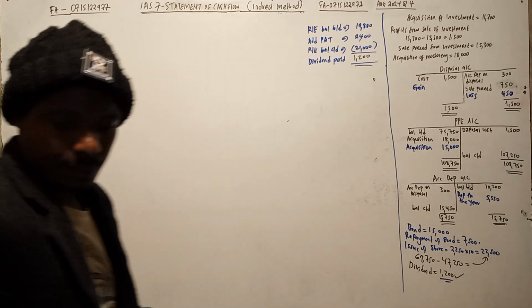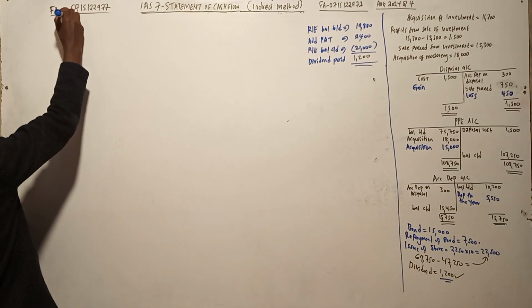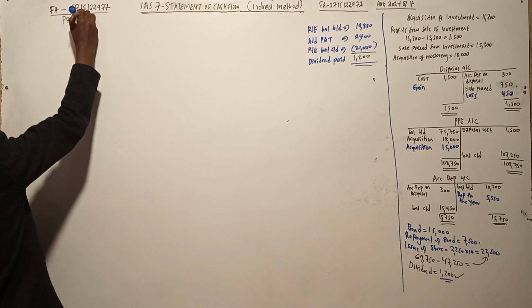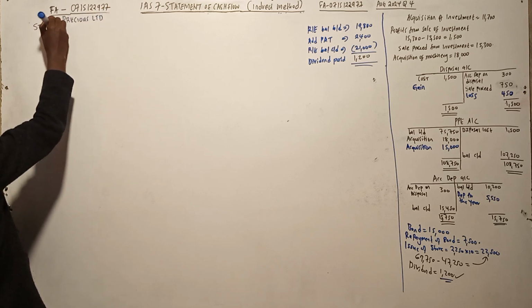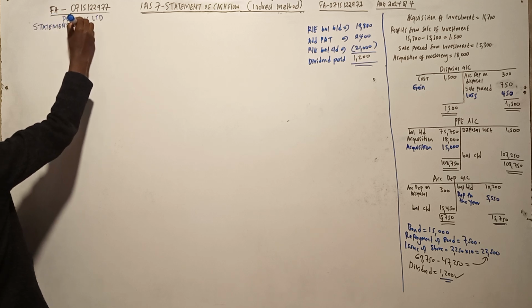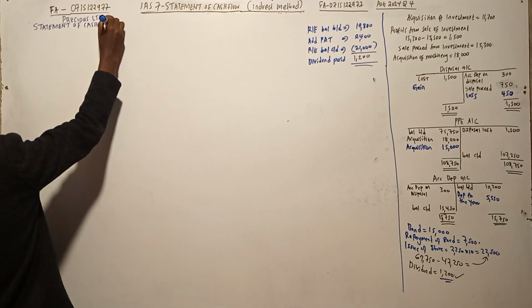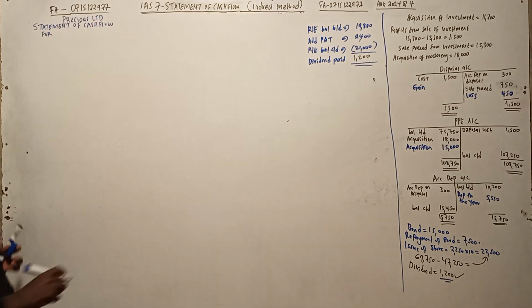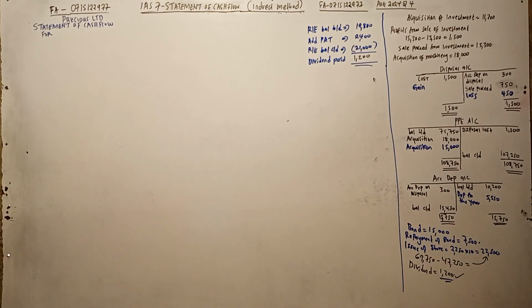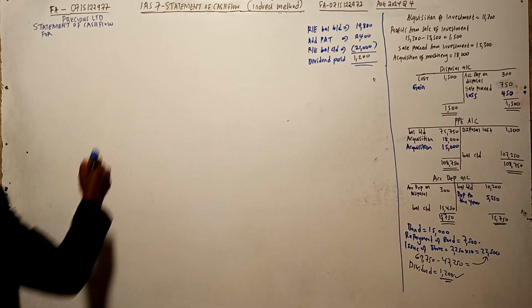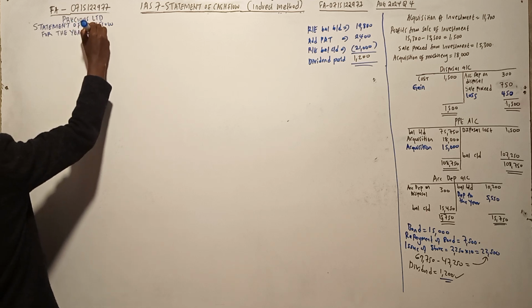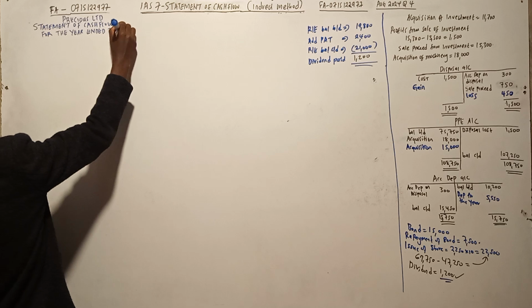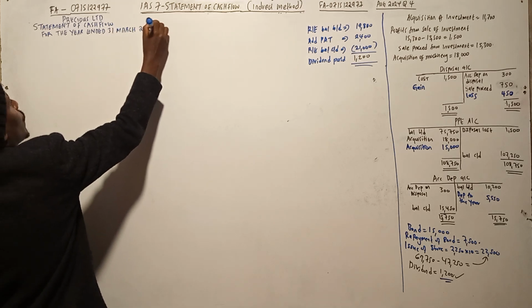Let me use a different pen. Let me see if this one would work. Or it has run out of ink. We write Precious Ltd. Statement of cash flow for the year ended 1st March 2024.